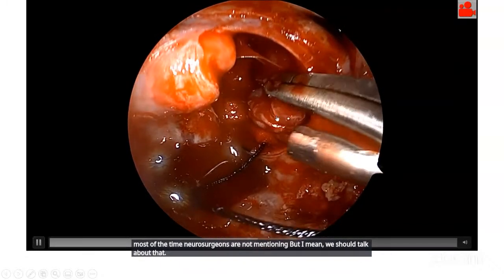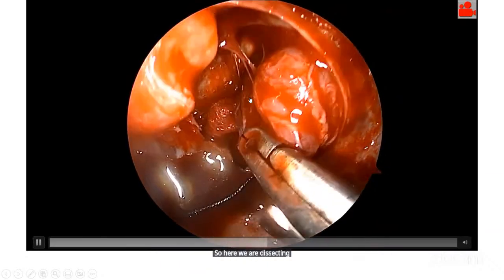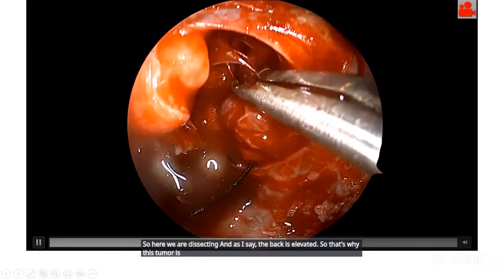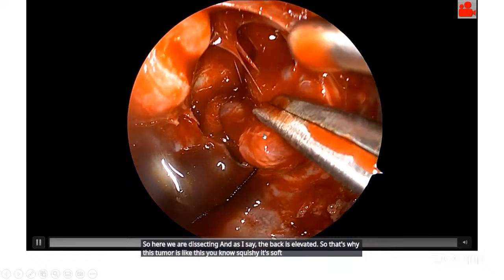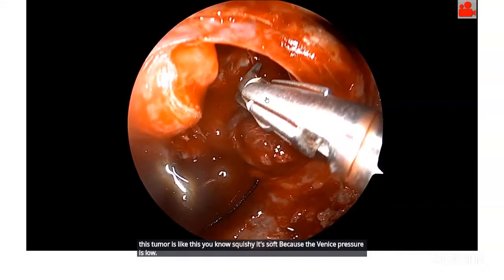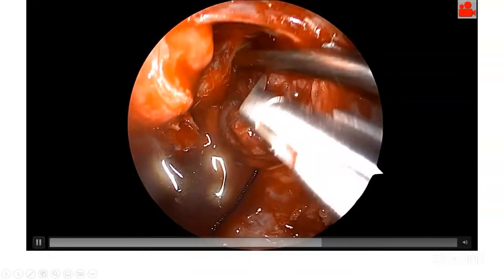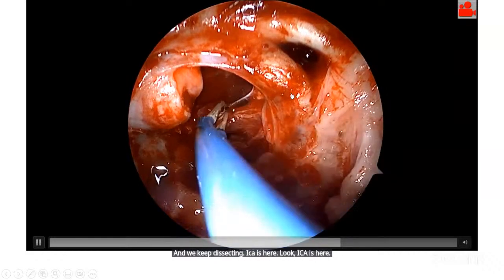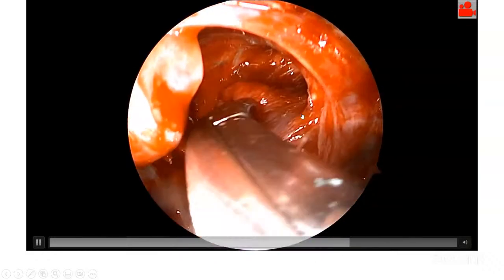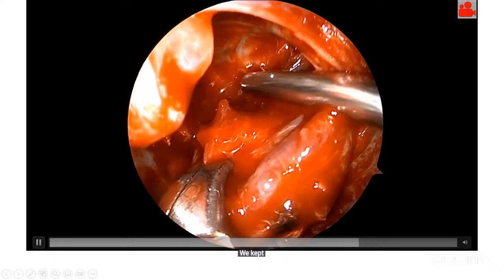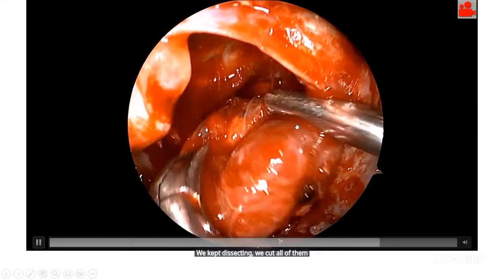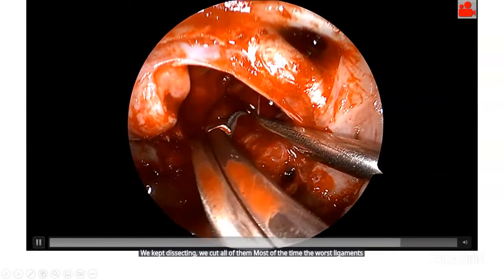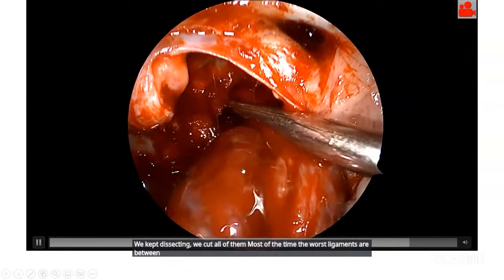So here we are dissecting, and as I say, the back is elevated, so that's why this tumor is squishy and soft, because the venous pressure is low. And we keep dissecting. ICA is here. Look, ICA is here. We kept dissecting, we cut all of them. Most of the time, the worst ligaments are between the tumor and the pituitary.